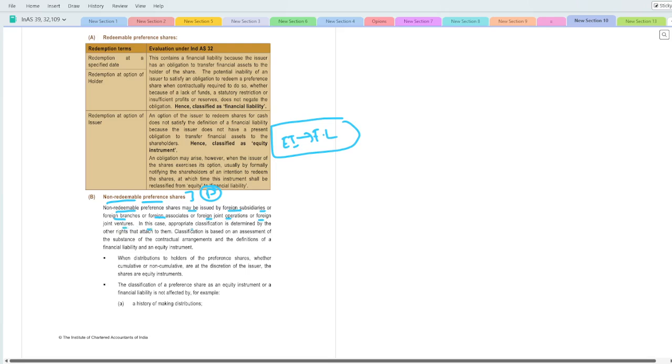In this case, the appropriate classification is determined by the other rights that attach to them. The classification is based on an assessment of the substance of the contractual arrangements and the definition of a financial liability and an equity instrument. So when the distribution to the holder of the preference shares, whether cumulative or non-cumulative, is at the discretion of the issuer, then it will be an equity instrument.